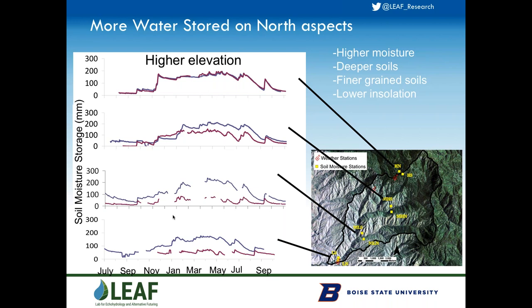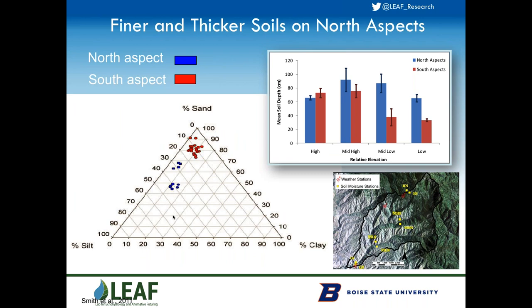And lower in the elevation, there is significantly more water stored in north-facing hill slopes than south-facing slopes. That difference diminishes with elevation, but is significant at all except the highest elevations. Now, our initial assumption might be that it's purely solar radiation driven. Soils are drier on the south slopes.